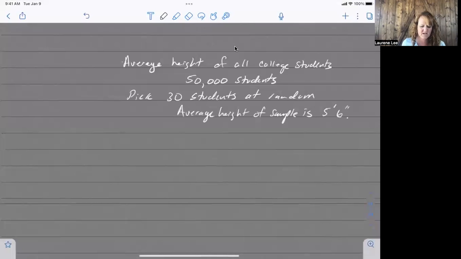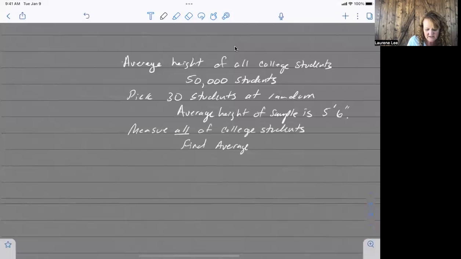Okay. Now I'm just kind of curious of the process. So then after that, I go and I actually measure all of my college students, all 50,000 college students. And I find that the average height is 5 feet 4 inches. Okay, so that's my scenario.